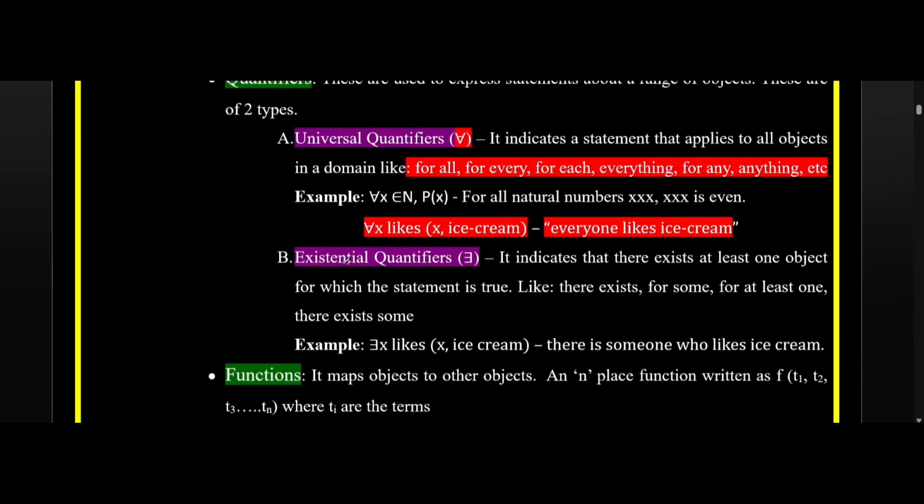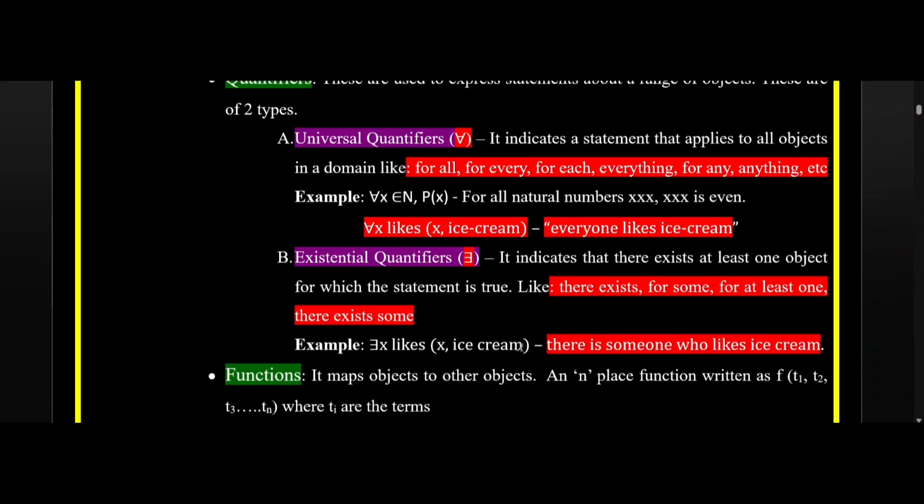The next one is existential quantifiers. It is represented by this symbol, the reverse of E. It indicates that there exists at least one object for which the statement is true. Like there exists, for some, for at least one, there exists some. I have given an example for your better understanding. Existential quantifier x likes x comma ice cream. There is someone who likes ice cream. So this statement of existential quantifier gives the meaning there is someone who likes ice cream.